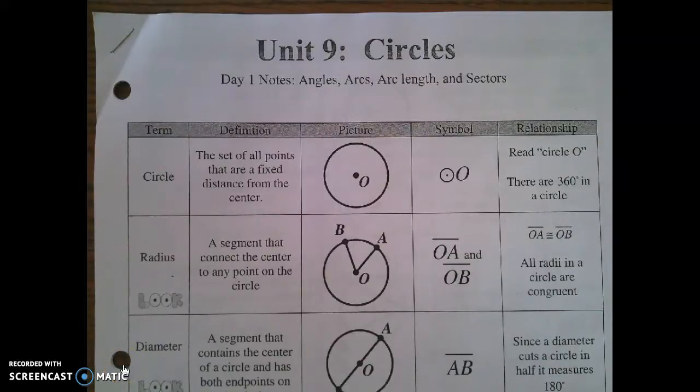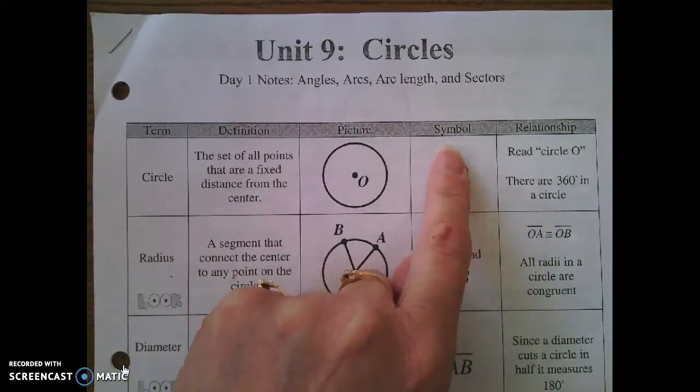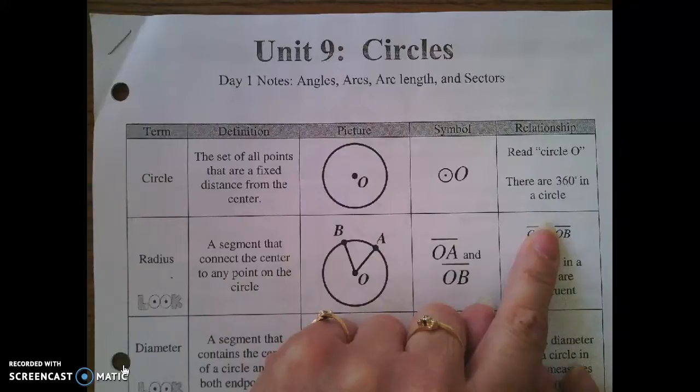Good morning, everyone. Today we're going to start Unit 9, which is on circles. So day 1 notes are about arcs, angles, arc length, and sectors. So first we need to go through a whole bunch of definitions. So I have a chart here with the vocabulary word, the definition, a picture, the symbol, and the relationship.